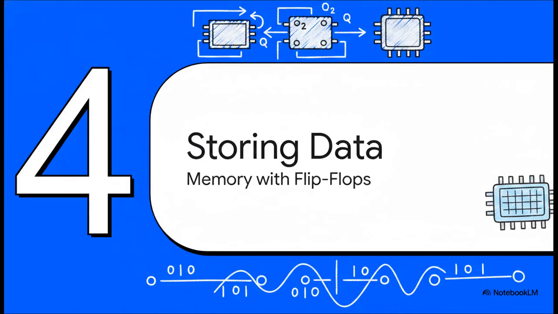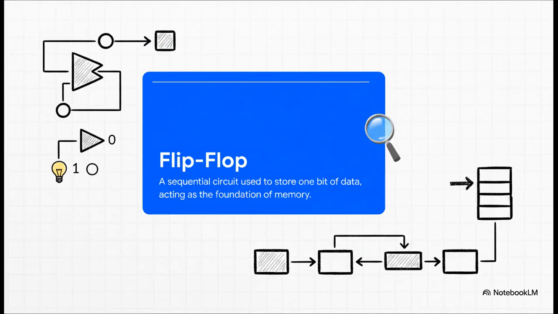Section 4. Storing data with flip-flops. Okay, so basic logic gates process things in the moment. But how does the computer actually remember anything? Well, that's where sequential circuits come in. By feeding an output back into the input, you create stable memory. We call this basic memory unit a flip-flop. A single flip-flop stores exactly one bit of data, a 0 or a 1, making it the fundamental foundation of computer storage.